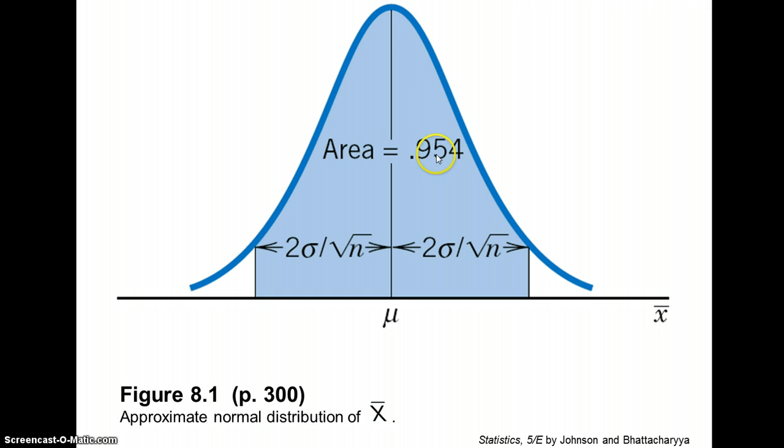If you want 95.4% sure, this is the area under the curve, so it's 0.954, and you need to have 2 standard deviations. But if you only want to be 68% sure, and from the previous chapter, the area under the curve is 0.68, then the error could be this close, and the error margin, the range, is smaller.